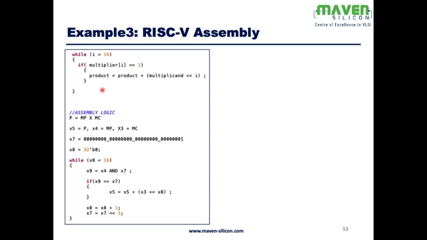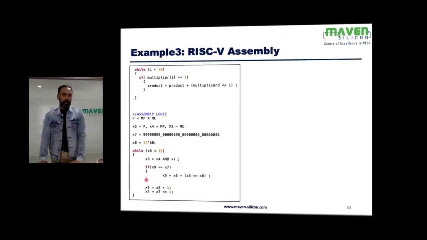We can't implement a for loop directly when it comes to assembly, so we need to visualize the logic using a while loop. Look at this. We define the same logic: while i is less than 16, it's going to continue the loop. And the same logic: if multiplier[i] is high, then it does product = product + (multiplicand << i).